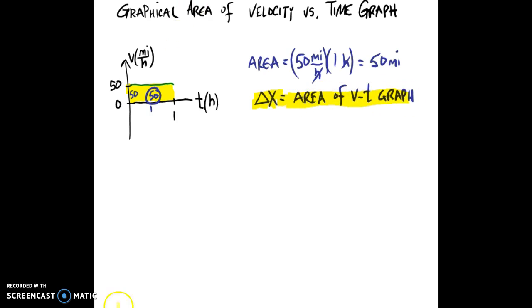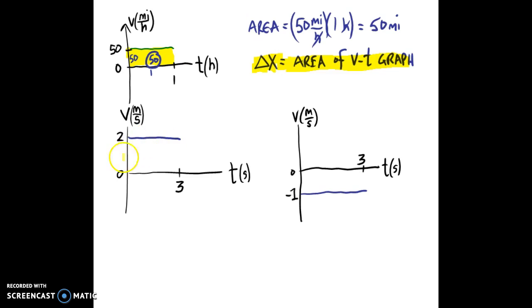That's always true. Here's a couple more examples. Here's an object that travels at a constant 2 meters per second for 3 seconds. The area of this velocity versus time graph is the area within the time axis and the line that describes the velocity.